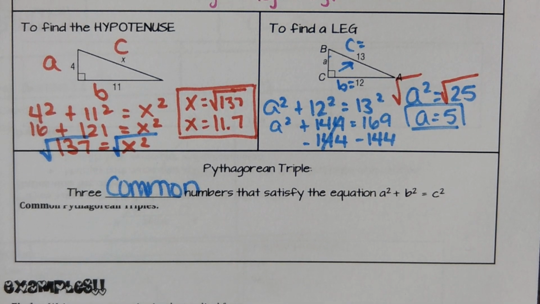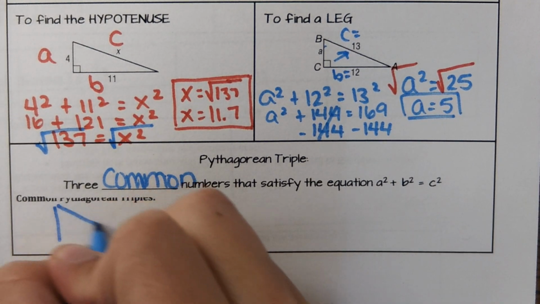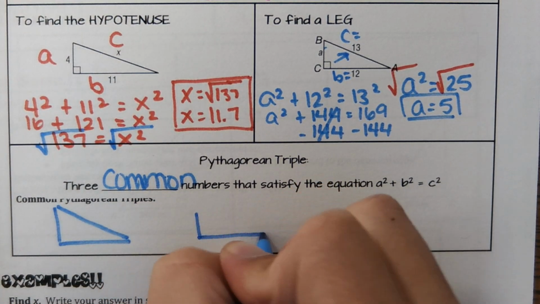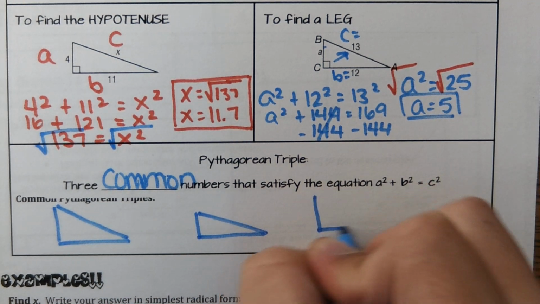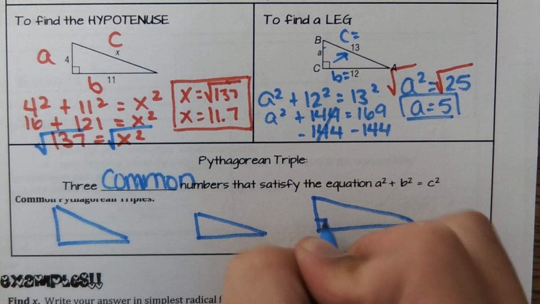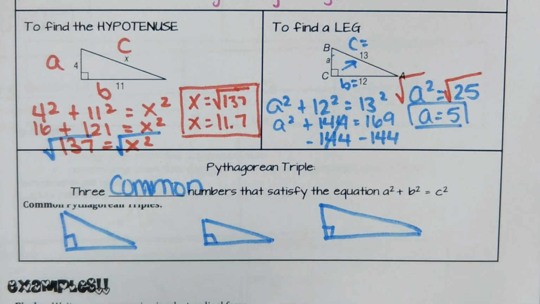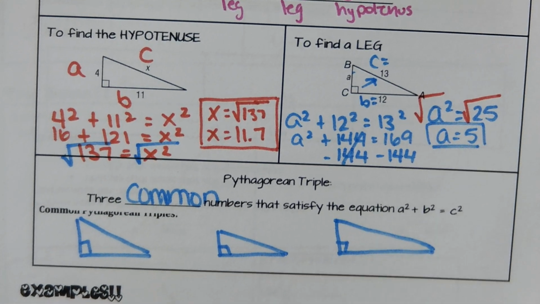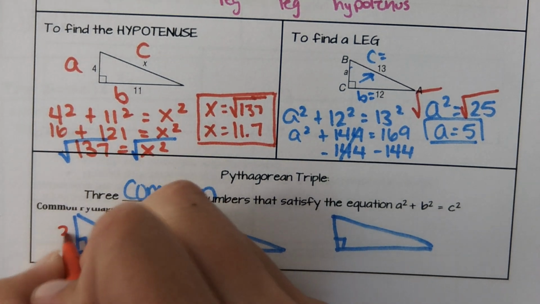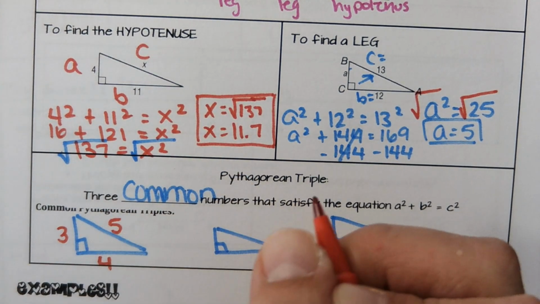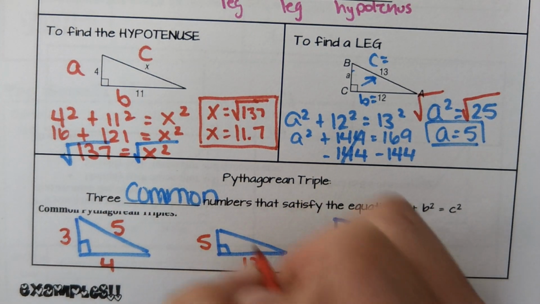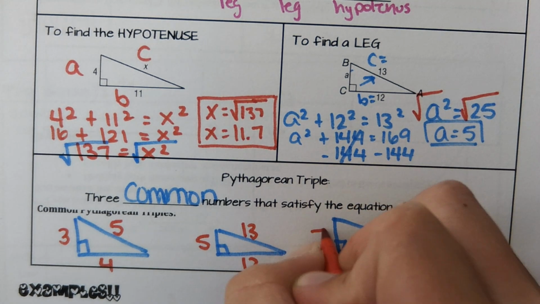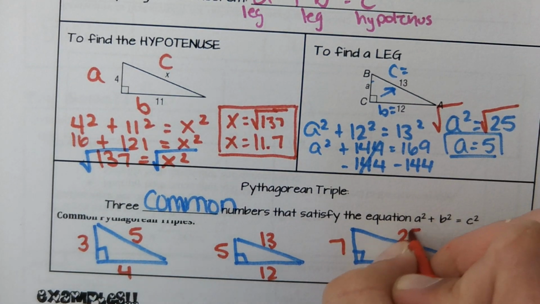Three common numbers that satisfy this equation. Okay, common right triangles. So we're going to draw 3 right triangles. This one, this one, and this one. Okay, so the common numbers are 3, 4, 5; 5, 12, 13; and 7, 24, 25.